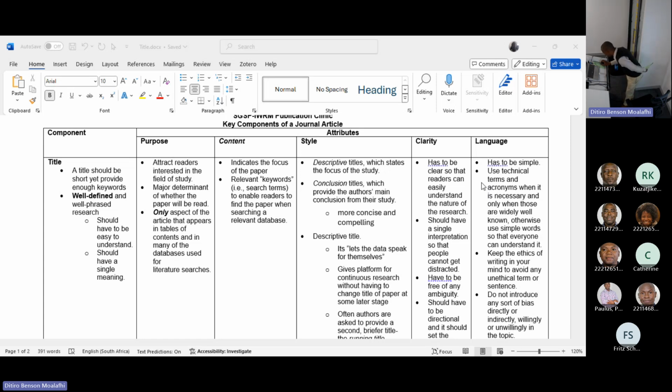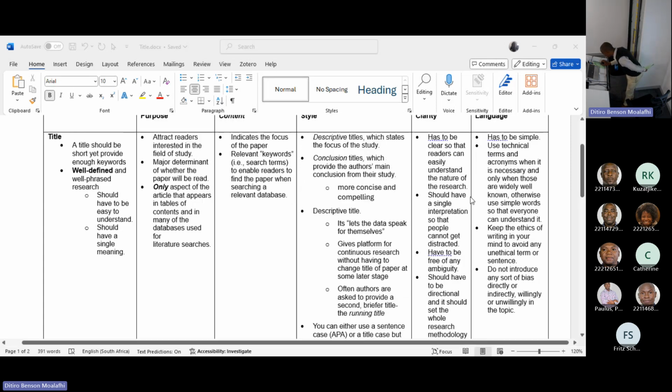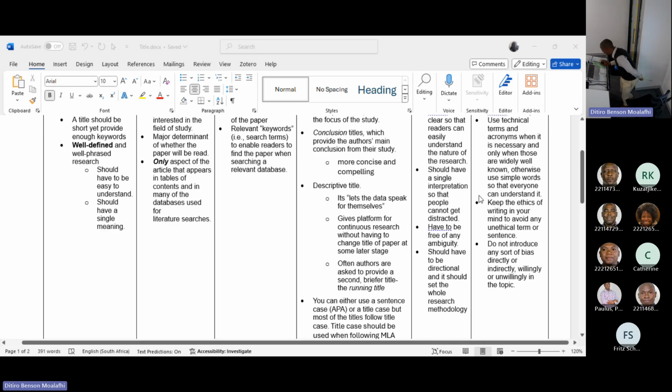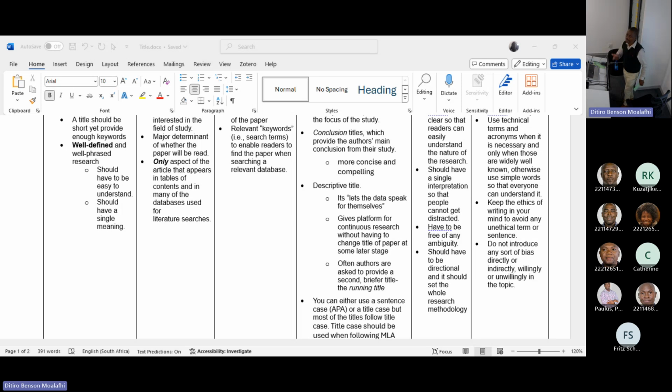Like we have said, it should have a single interpretation, and be free from any ambiguity. It shouldn't be vague, like we have learned throughout. It has to be directional, and it should set the whole research methodology. "Influence of reanalysis data sets in dynamically downscaling the recent past" is communicating enough, it tells what to expect.